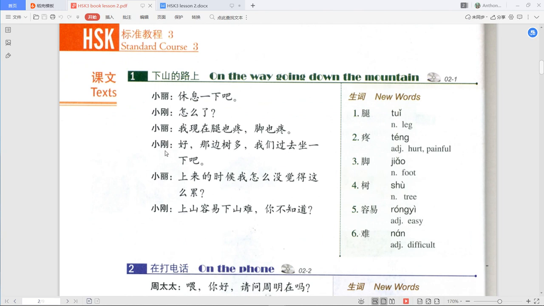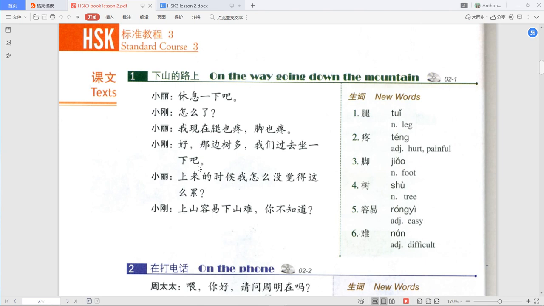Okay, Xiao Gang answered, 好，那边树多，那边 literally means that side, so it can be translated as there. 树, tree, 多, many. English would say there are many trees there. 我们过去坐一下吧。我们, we, 过去, 去 means go. 过去 is a very common word we use, means go there or go over. 坐, sit, 一下, briefly, 吧, suggest. So we go there, sit, briefly, suggest, let's do that, okay.